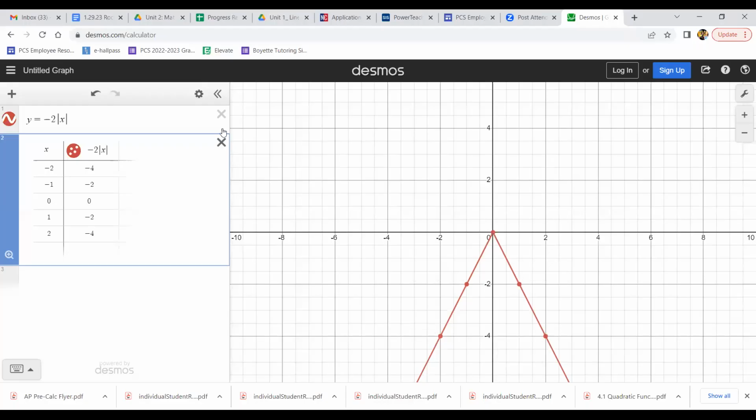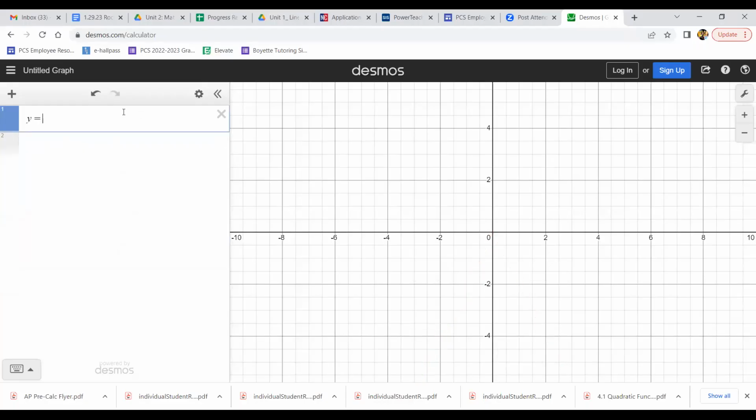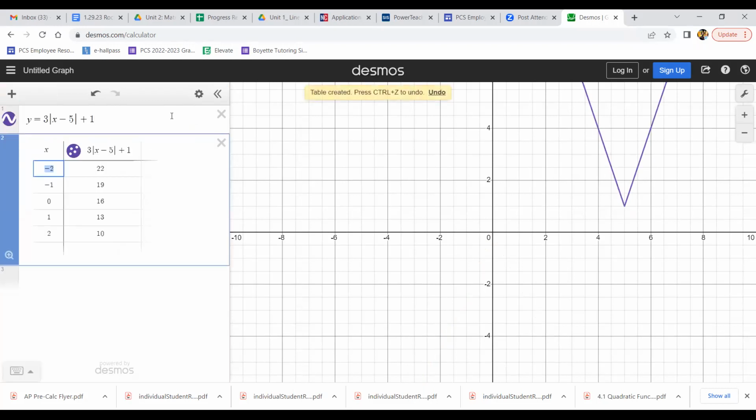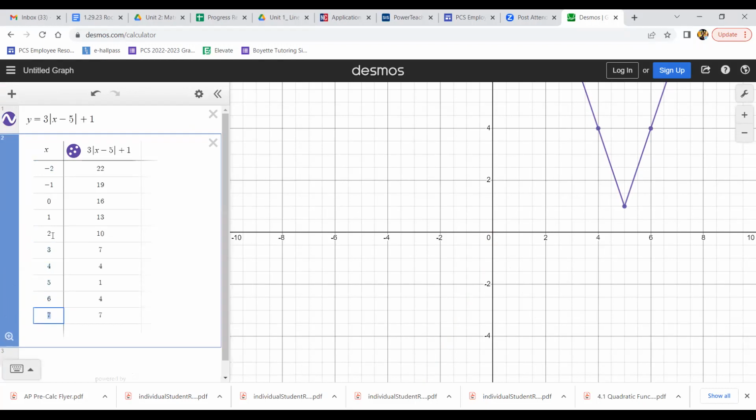So I'm going to get rid of what I had typed already. 3 times the absolute value of x minus 5, plus 1. Okay. And I'm going to go ahead and get my table in there. My table did not give me any points. How do I get my table to give me points? Put my cursor after the 2 and do what? Press enter a few times. Oh, there we go. A point showed up. Okay, so we got some points now.